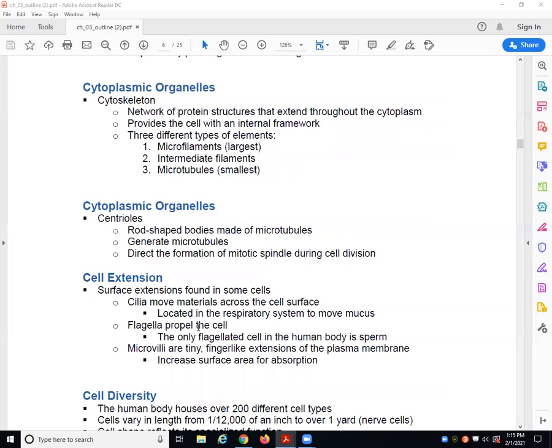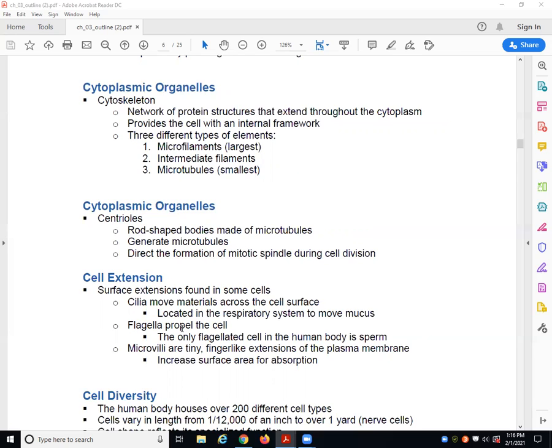You also have flagella, and their role is to actually propel the cell to move the cell itself. Okay, the cilia are moving materials away from it or across the surface. Flagella actually move the cell itself. So the only flagellated cell in a human body would be sperm cells.